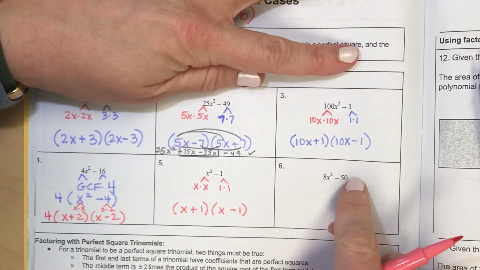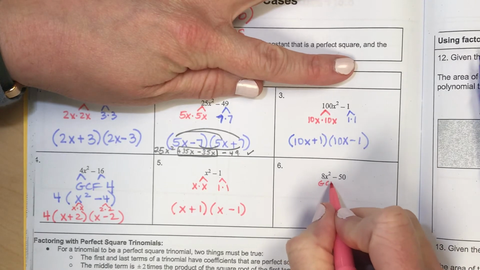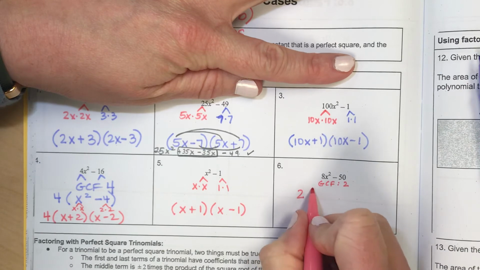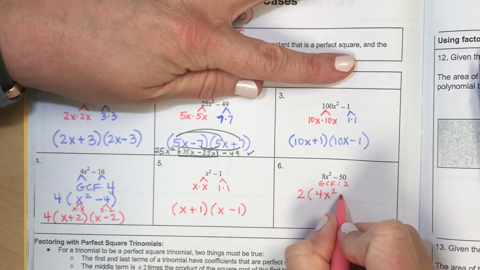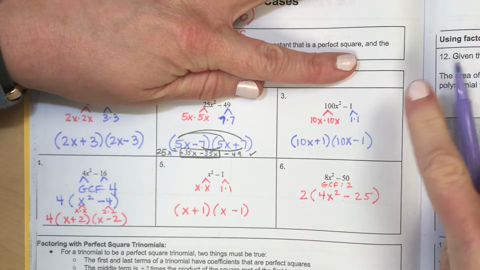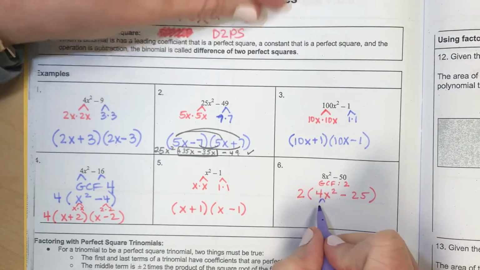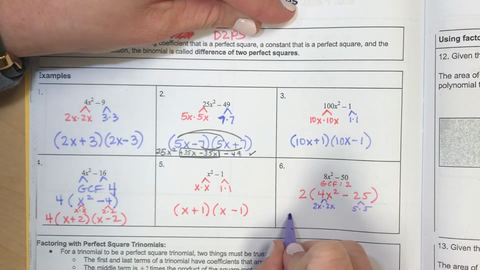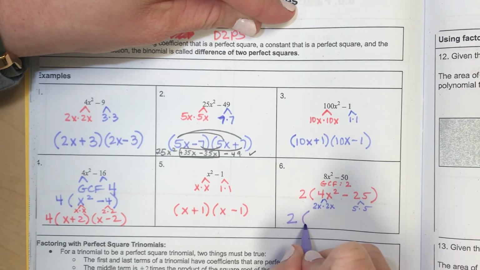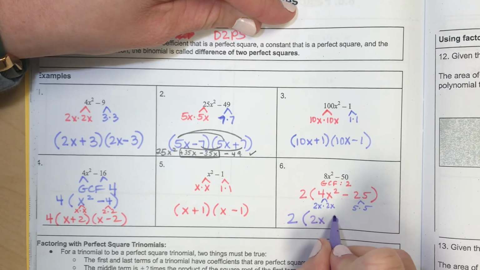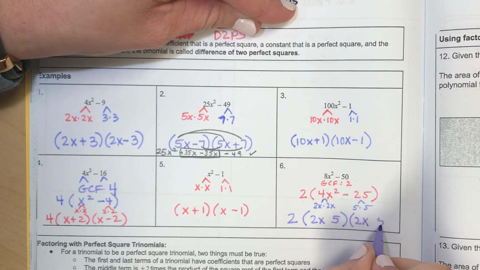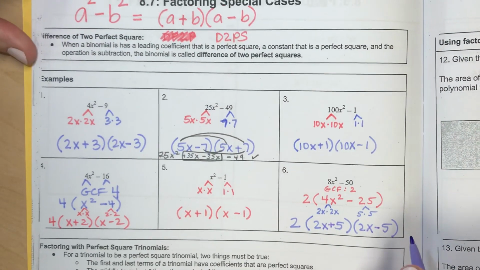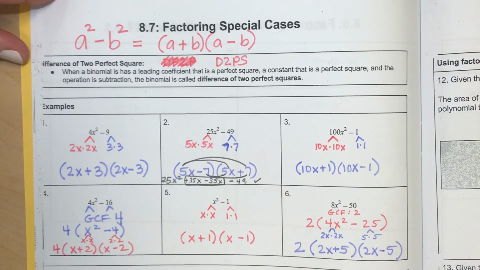Now 8 and 50 both have something in common. Here the GCF is a 2. So just like how we pulled out a GCF before, then we'll have a 4x squared and a 25. Each of these is a perfect square, 2x times 2x, and 5 times 5. The 2 that we pulled out, the GCF in the front, is going to stay out front. Now we'll have a 2x and a 5 for one factor, a 2x and a 5 for the other factor, and one of them will have a plus sign and one of them will have a minus sign. And that is how you factor a difference of two perfect squares.